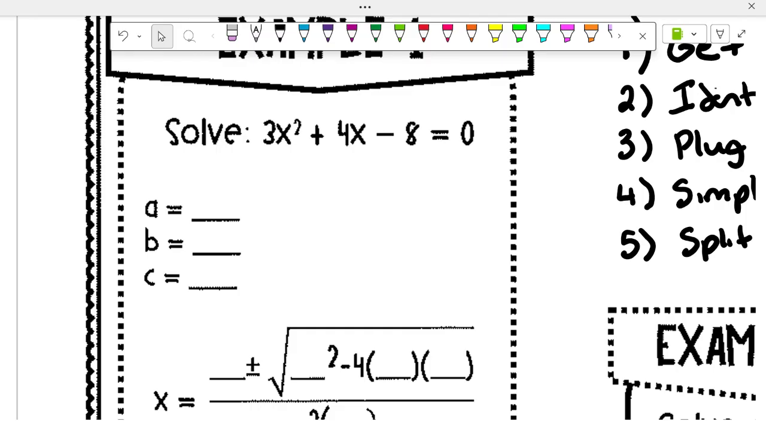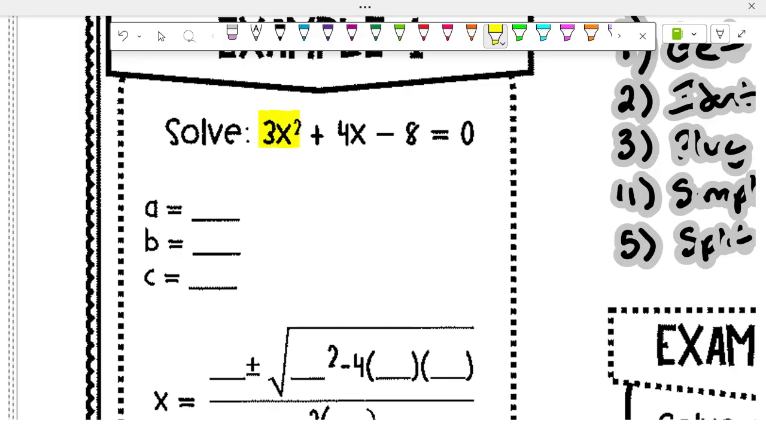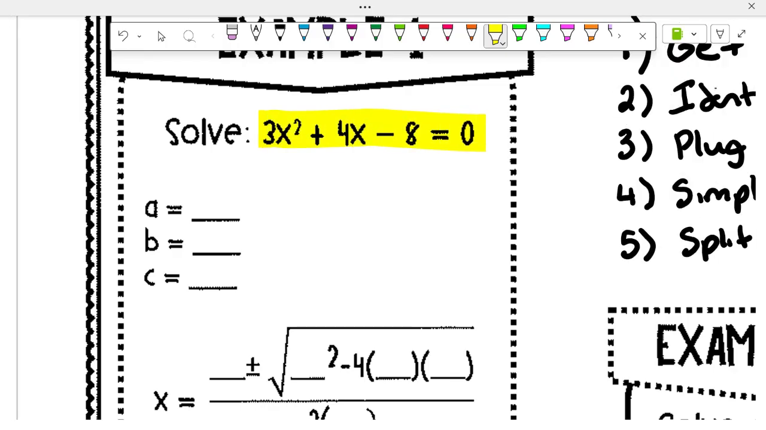All right. So first off, this is my original. Is it already in standard form? Meaning one side's already equal to 0. We don't have to move anything over. Is it in standard form? Yes. All right. Now, what is my A value? It's just 3. So that's A. What is my B value? 4. And what is my C value?